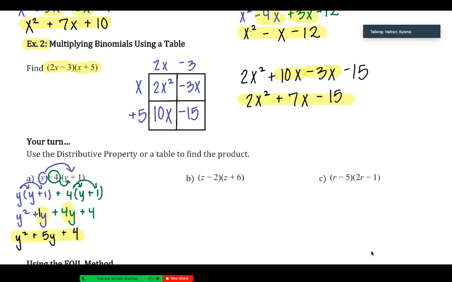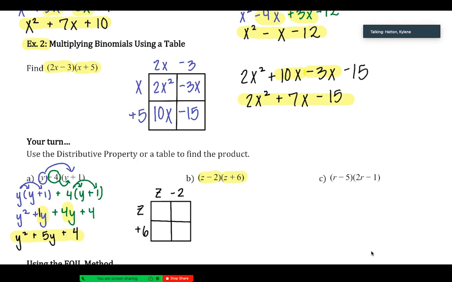And then for the next one, I'm going to use the box or the table. So for my table, one of the factors goes across the top, so z minus 2. And then the other factor goes down the side, so z plus 6. And then each square in the middle gets filled in by the overlapping column and row.